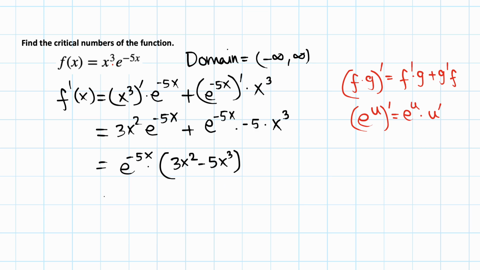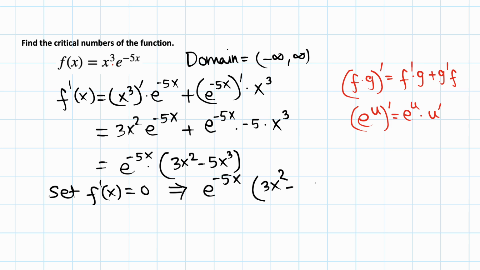That means we need to find critical numbers by setting the derivative equal to 0. So we want to find the x values where the derivative is 0. That means this product is 0. Okay, when we have a product of two things equal to 0, that means either this is 0 or this is 0. But exponential functions are never 0. If you graph this exponential function, it never intersects the x-axis. So this is never 0. That forces this to be 0: 3x squared minus 5x cubed equals 0.